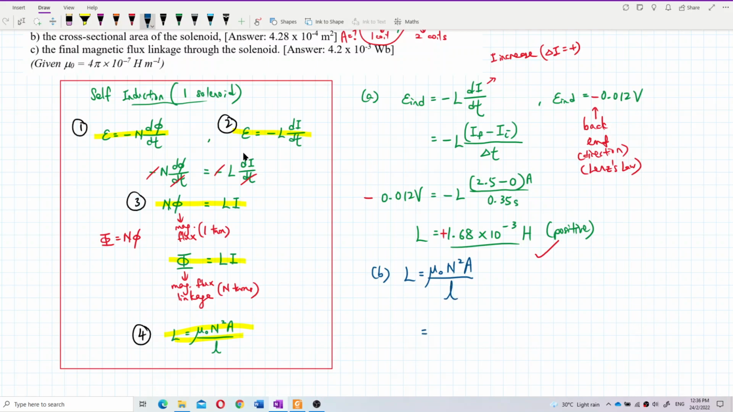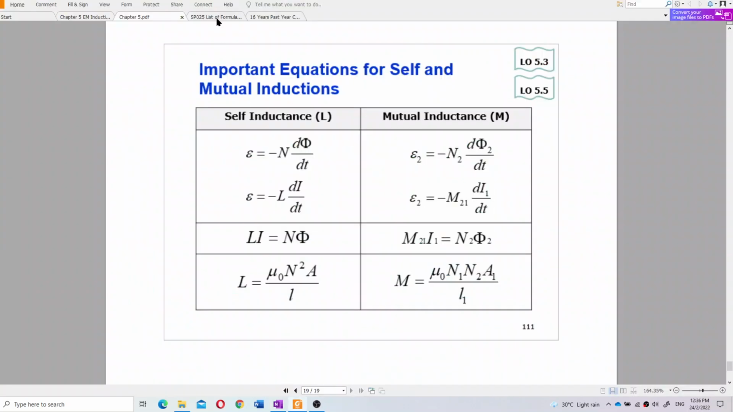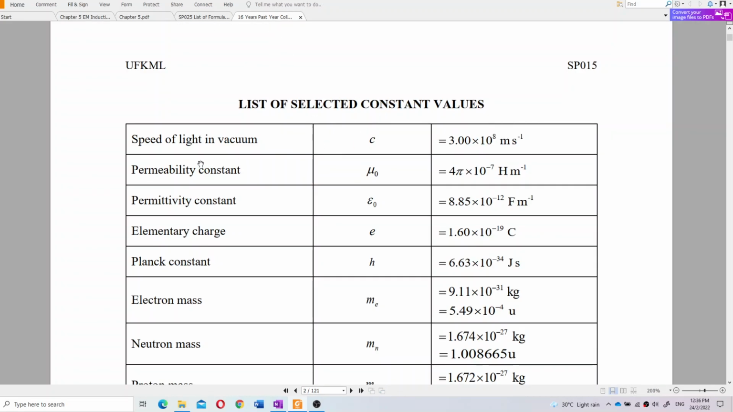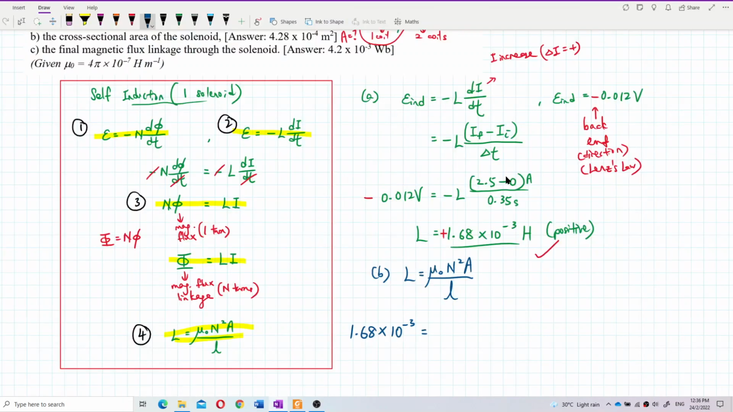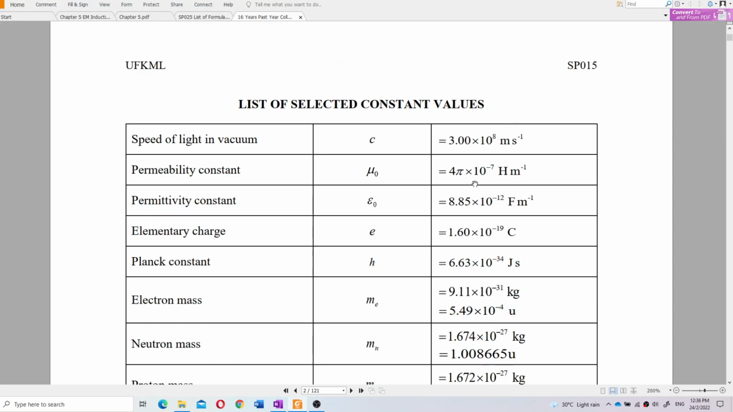L we already have, 1.68 exponent negative 3 Henry, and then mu naught you can find from the list of constants. Let me get the list of constants. Yes, I have it. The list of constants provides the value of mu naught: 4 pi exponent negative 7.